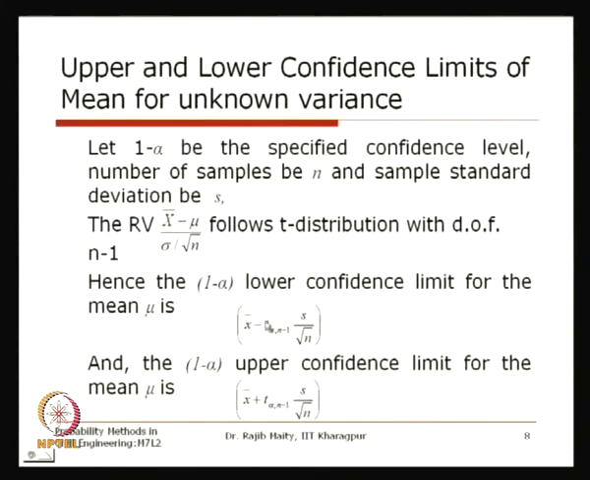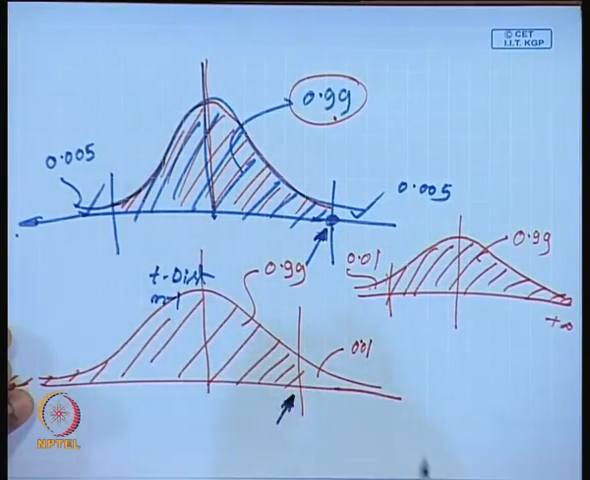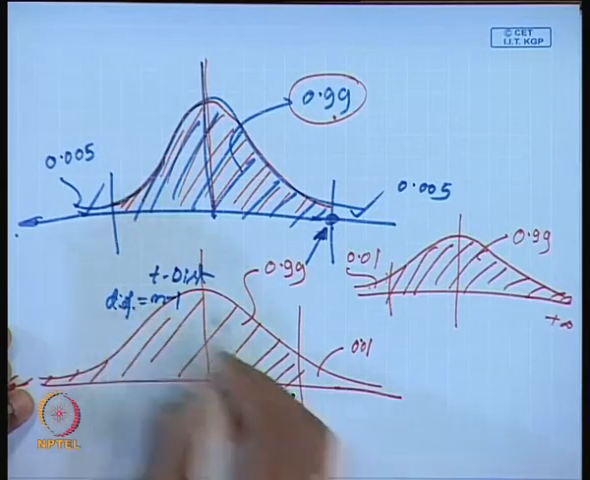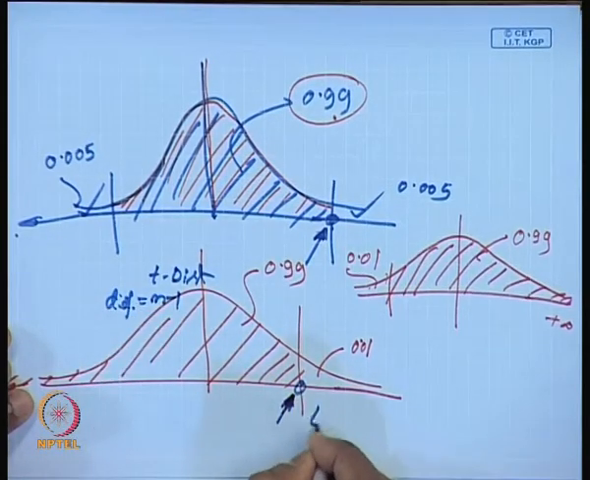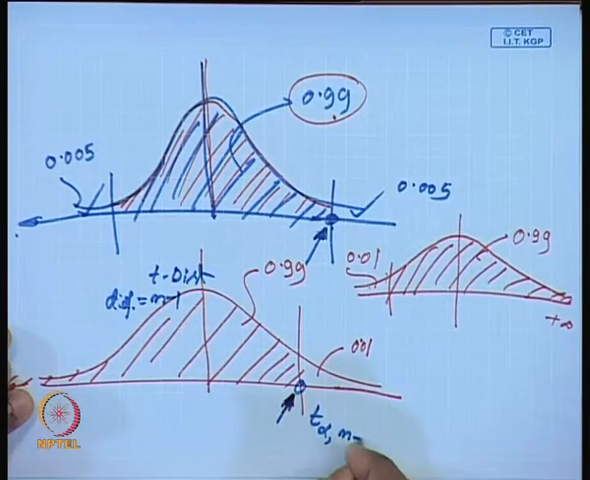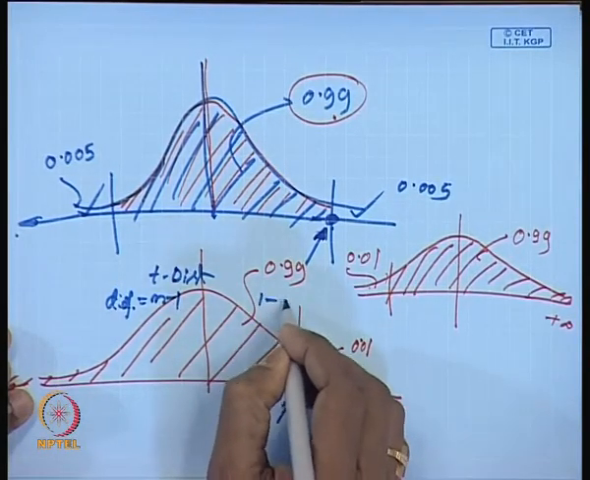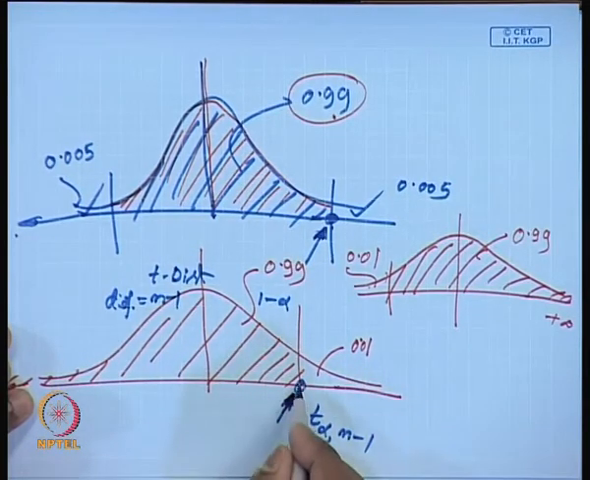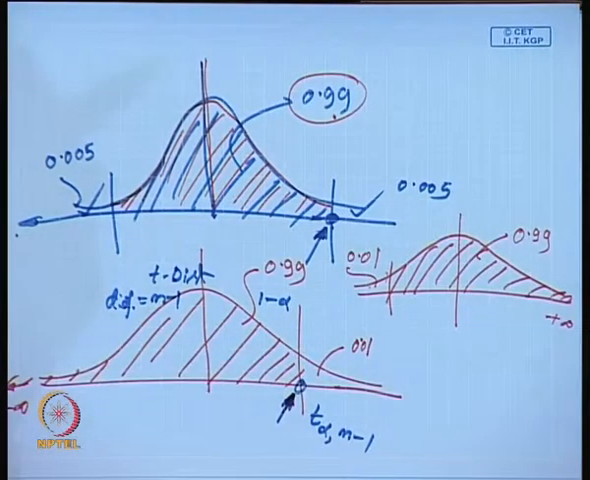This t alpha, n minus 1, in both expressions, is basically this value here, which we can see if it is a t distribution with degrees of freedom n minus 1. So, this value is your t alpha, n minus 1, and this area is basically 1 minus alpha, this 0.99. This is the value we are interested in. So, this one is deducted from the mean, and this is added to the mean.